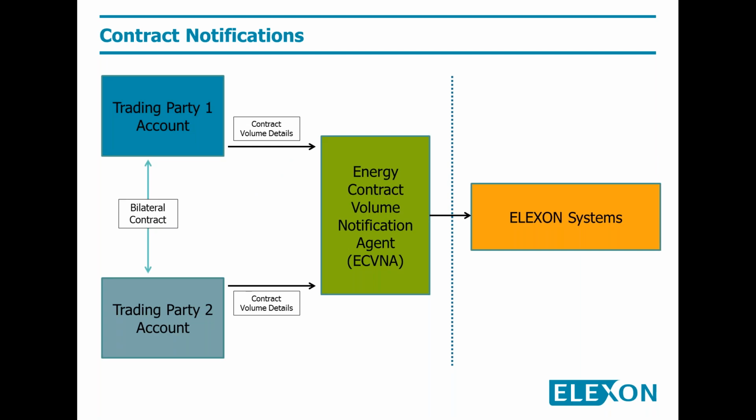So here we have an example of a bilateral contract between trading party 1 and 2. They've agreed to do a trade for a particular period or periods for a particular volume at a particular price. Those details will then be passed through to what we call an Energy Contract Volume Notification Agent, or ECVNA. Their job is to pass that information on to ELEXON systems. However, they do not need to pass through any details on the price. It's simply the periods that are covered, who the parties are, and the volumes.